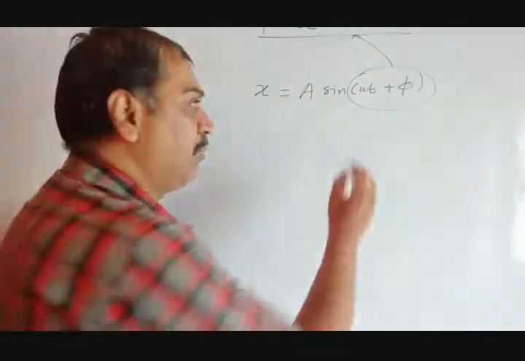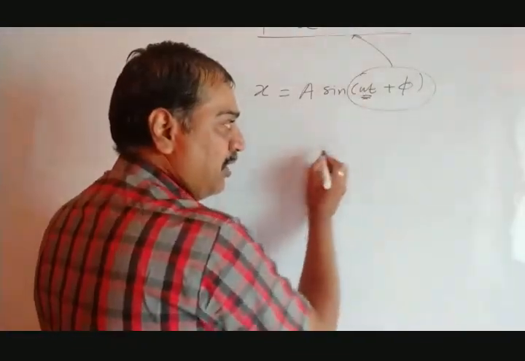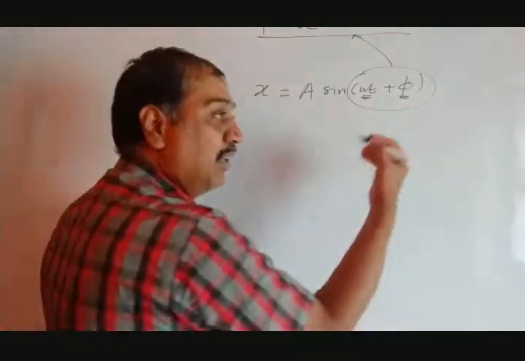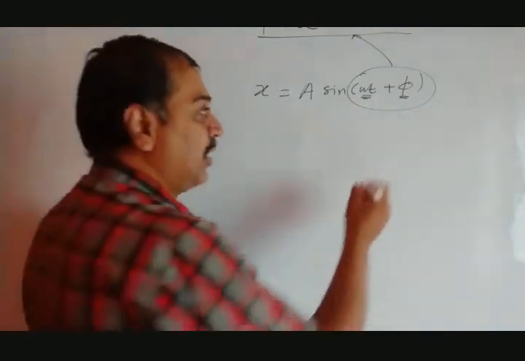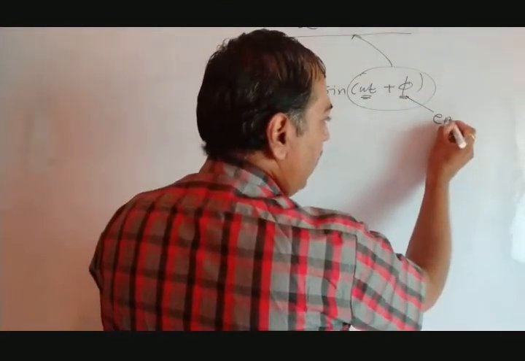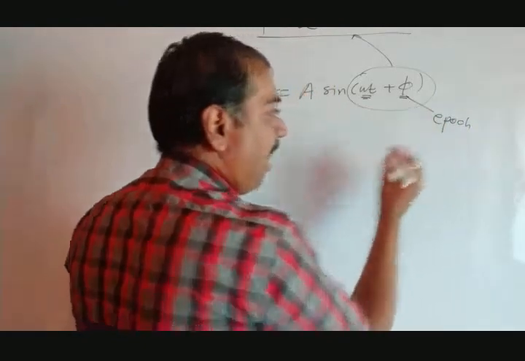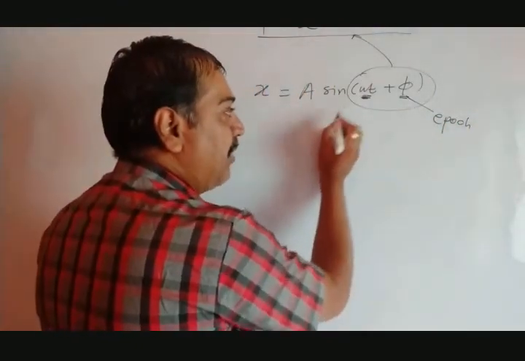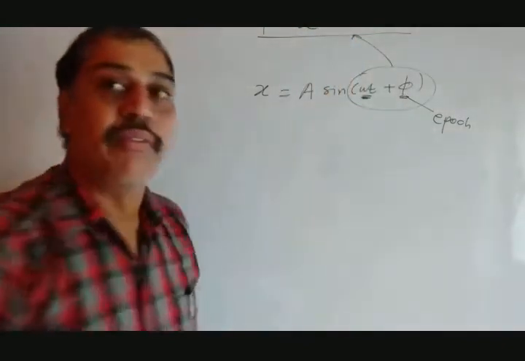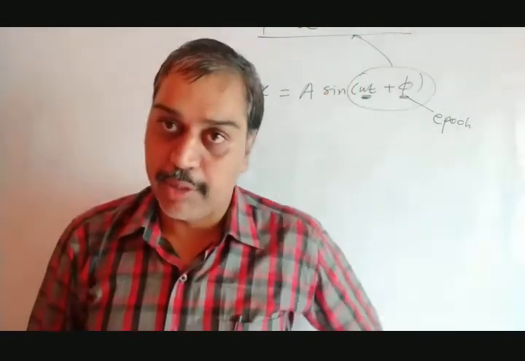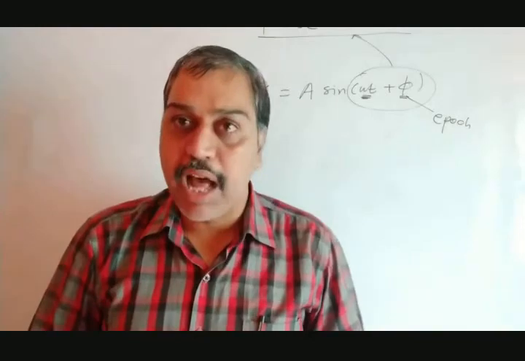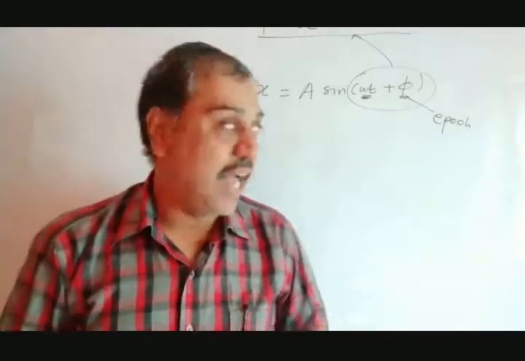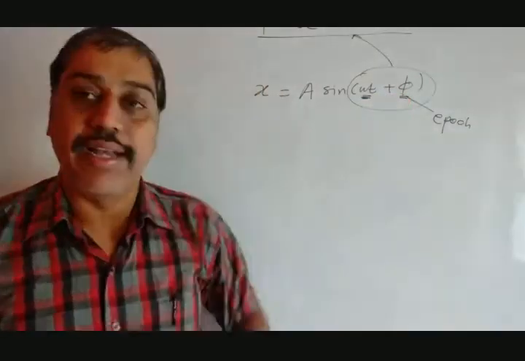At the time where motion starts, it is the initial phase. This phi is sometimes said to be the epoch, and this is said to be the initial phase, and the total thing is said to be the phase in simple harmonic motion. If a particle performs simple harmonic motion, what phase does it have? It has the phase of omega t plus phi.